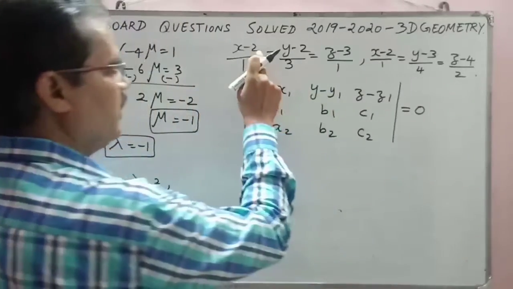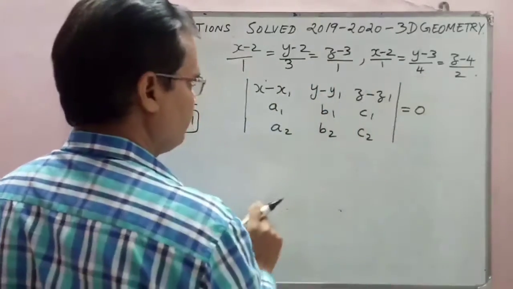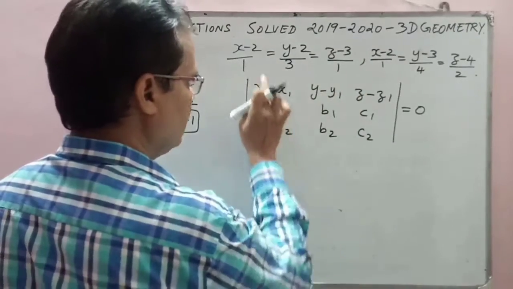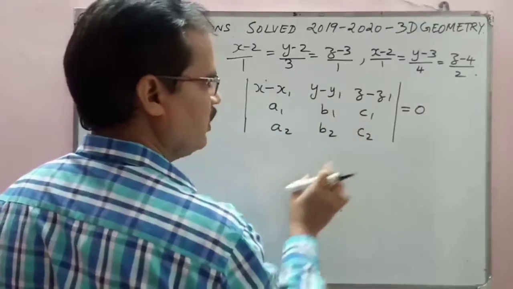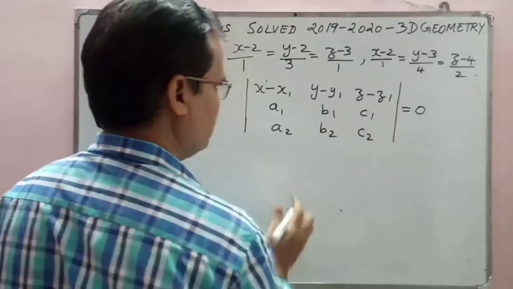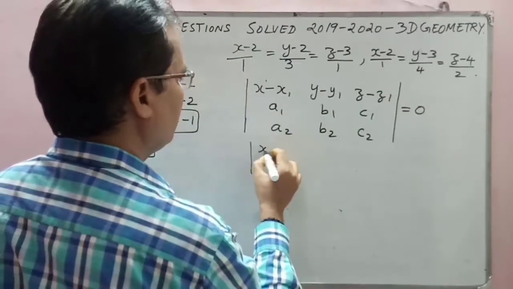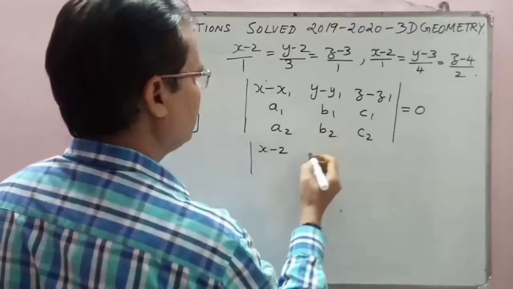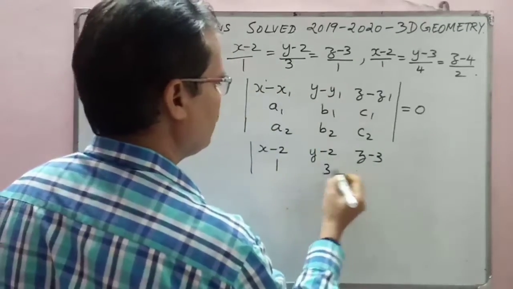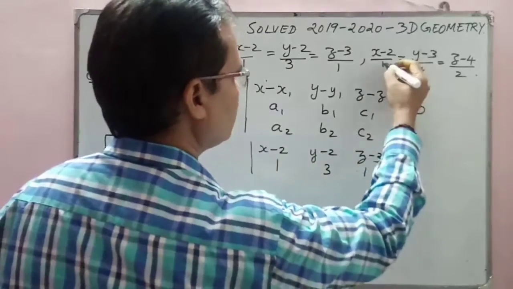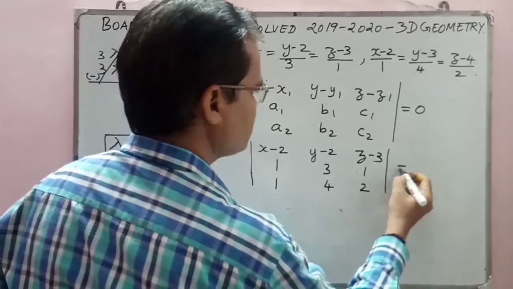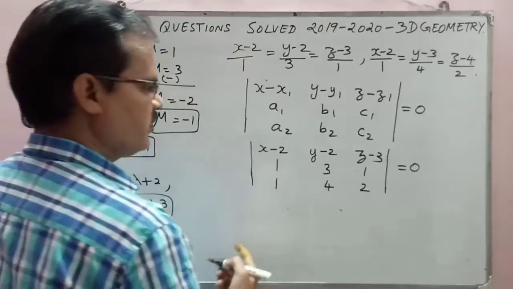You can choose any point from these two lines. Whatever point you choose, if you are choosing the first line, this 1, 3, 1 will become the direction ratio a1, b1, c1. If you are choosing the point from the second one, then your a1, b1, c1 should be 1, 4 and 2. So I am choosing the first line: x minus 2, y minus 2, z minus 3. My a1, b1, c1 is 1, 3, 1. a2, b2, c2 is 1, 4, 2, equal to 0. We are trying to frame the equation of the plane.